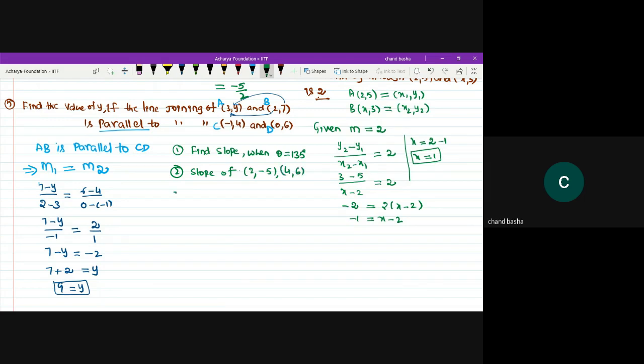Next up, problem number 3. Find the slope of the line segment a t1 square, 2a t1, a t2 square, 2a t2.